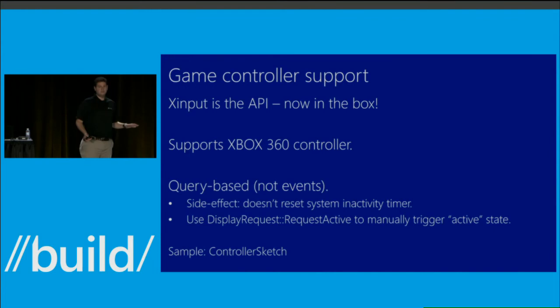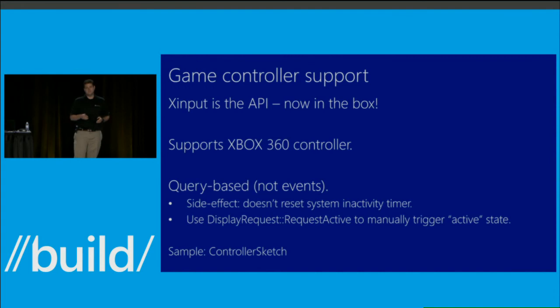But what you can do is use the display request active API to manually trigger an inactivity call that says the user is using the application and the system is still active, so don't turn on the screensaver, don't turn off the screen. We have an example sample that we've shipped that uses Xinput called Controller Sketch, so I'd encourage you to check it out if you're interested.